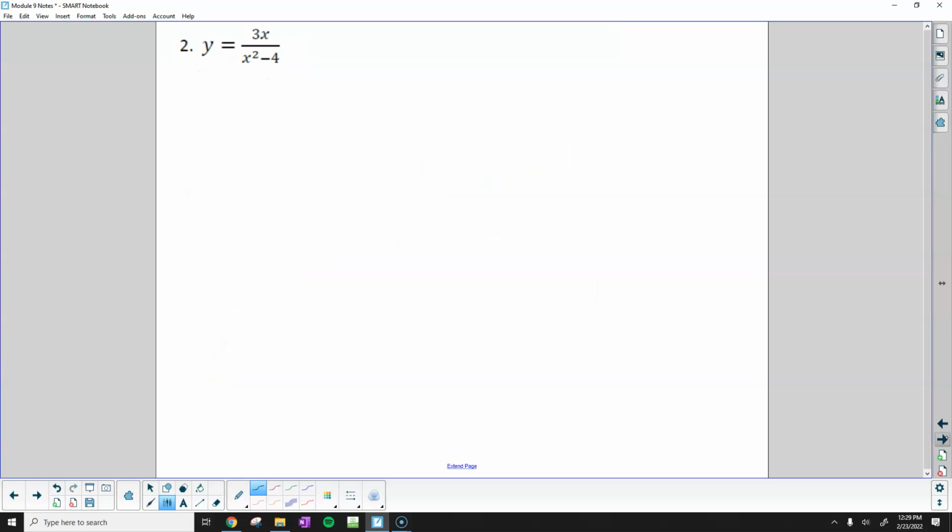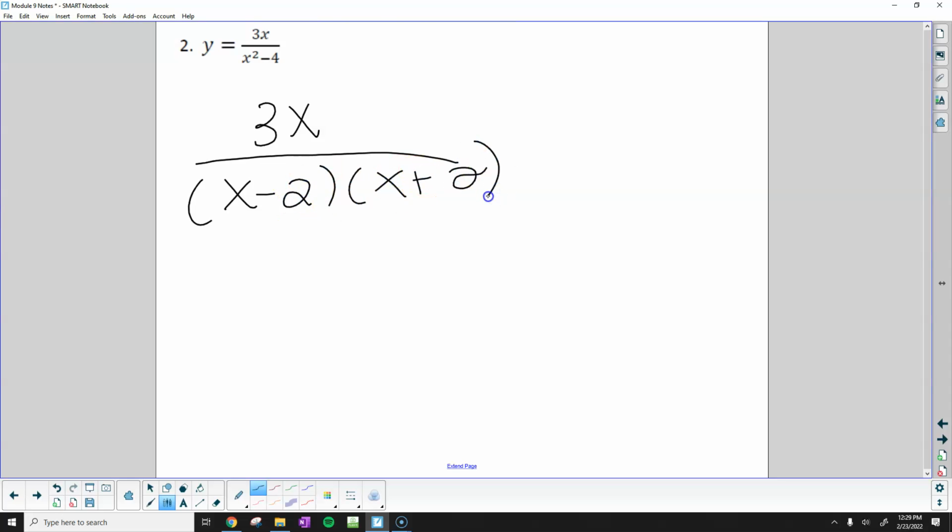Okay, number 2. We're trying to identify the vertical asymptotes. We cannot do anything until it's completely factored. So once we completely factor this difference of squares, we have 2 vertical asymptotes here. What are they? 2. Very good. So you're going to have 2 vertical lines on this one. You have to block out -2. It would make the denominator 0. You have to block out +2. It makes the denominator 0. Okay.